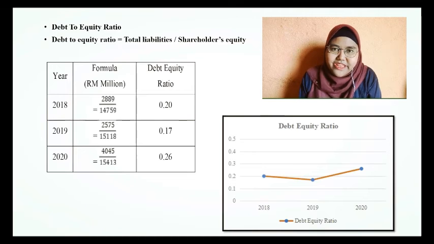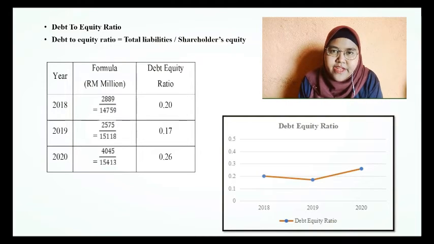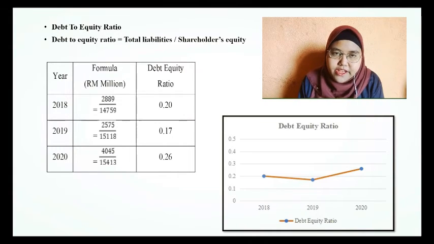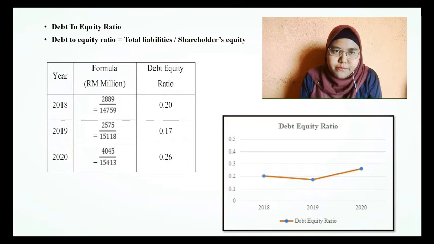Next, debt to equity ratio. Debt to equity ratio can be calculated by dividing total liabilities by shareholder equity. In 2018, debt to equity ratio for Sime Darby Berhad was 0.20. Then it decreased to 0.17. But in 2020, it increased to 0.26. This showed that the majority of the company's assets are financed by its own money.